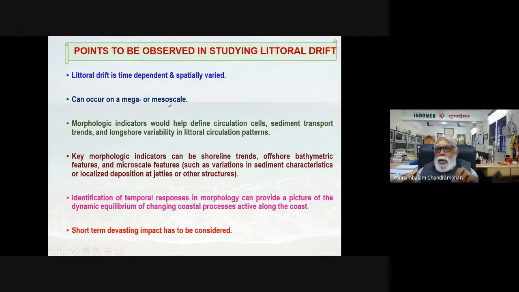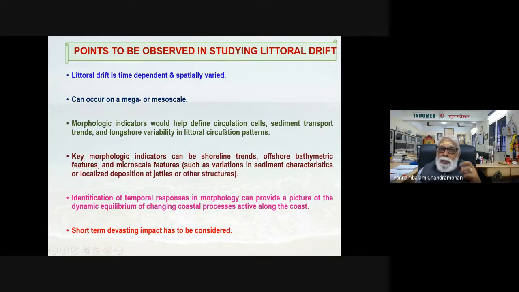Suppose you are capable of measuring the volume of sand moving in the surf zone, and you record it every second, over a period of 1 hour you'll have a variation, it will not be a constant one. Similarly, on the mega scale, if you take it over the months, January how much, February how much, that also will be varying, the littoral drift.